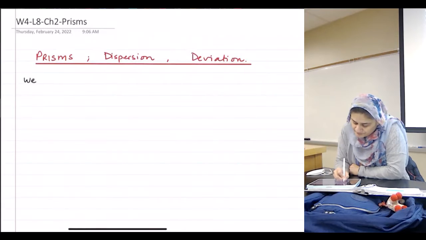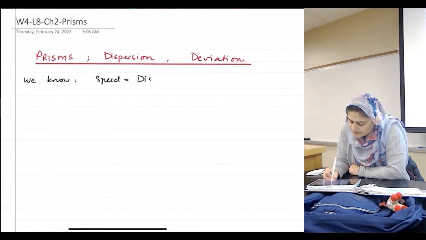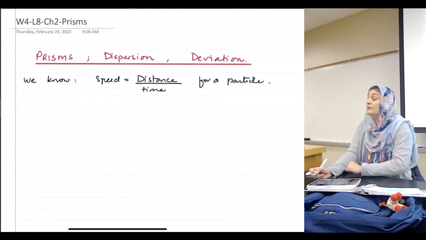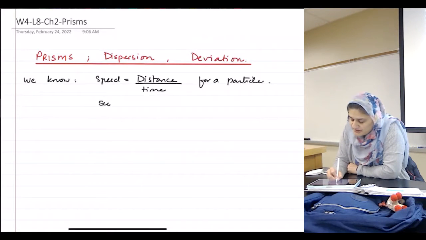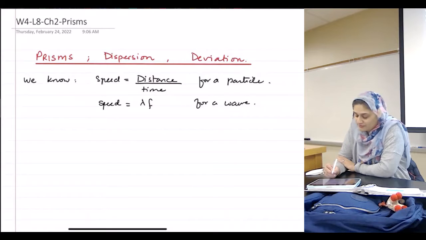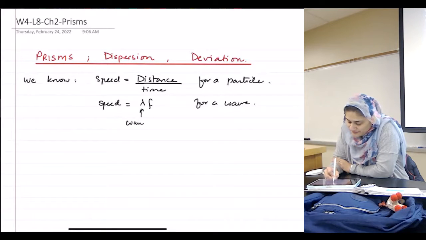We know speed equals distance over time, for a particle. We also know speed equals lambda f for a wave, where lambda is the wavelength and f is the frequency.